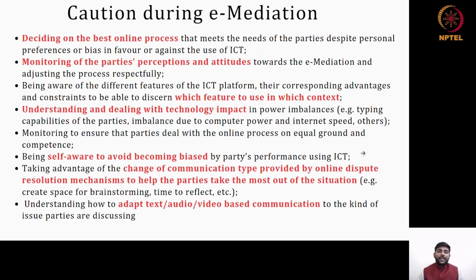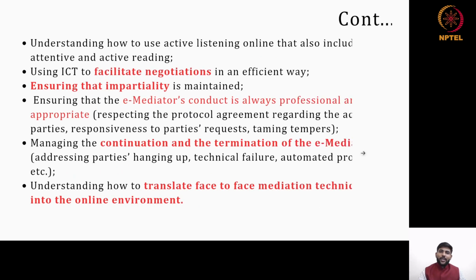Another skill is taking advantage of the change of communication type provided by online dispute resolution, like shifting from video conferencing to text based, that type of thing. So all these things are required to be cautiously used by the mediator for resolution of the dispute.